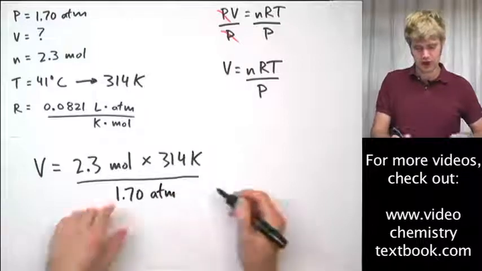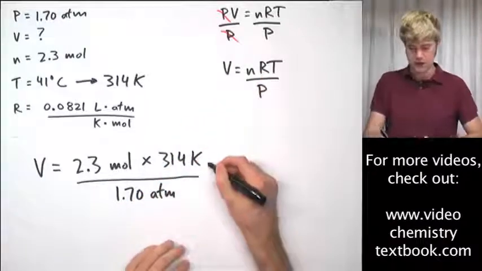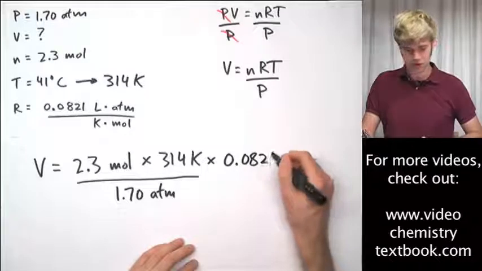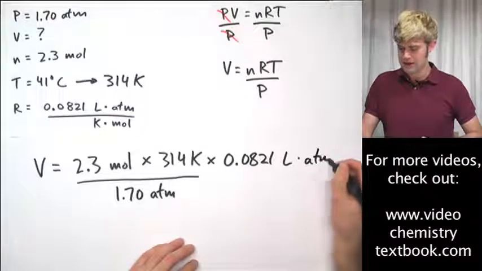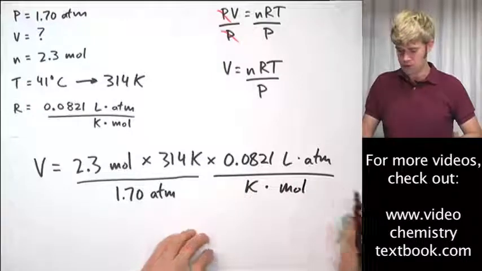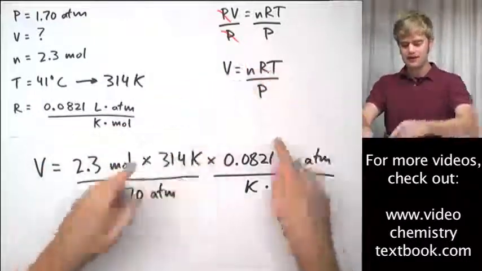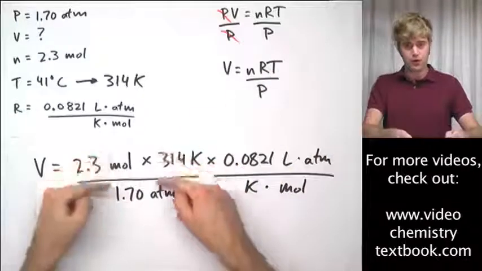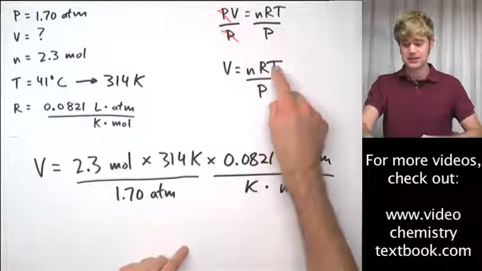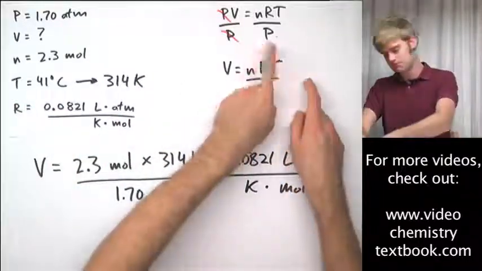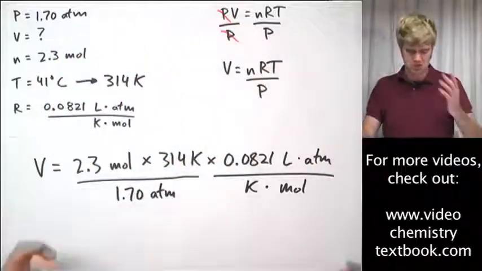Now I said I was going to leave R till the end, okay, so let's go back to R, times R, 0.0821 liters atm over Kelvin moles. All right, the reason why I left it till the end is then we can put it all the way here and we don't have to worry about putting it on top of this fraction, okay? But since these are all multiplied together, it doesn't matter what order we put the nRT in. So I just put R last, it's no big deal.